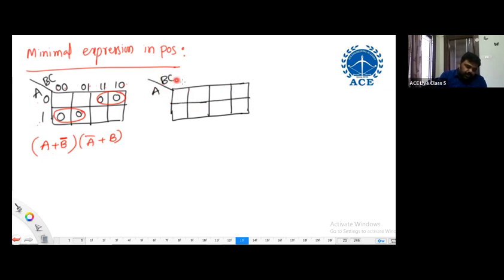A, B, C: 0, 0, 0, 1, 1, 1, 1, 0, 0, 1. Then what is it here? If these are min terms, remaining are max terms. Sorry, these are max terms, remaining are min terms. Yes, these are min terms. Assuming completely specified function. What is that?